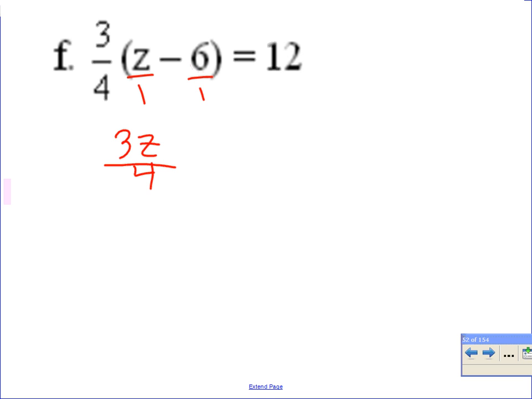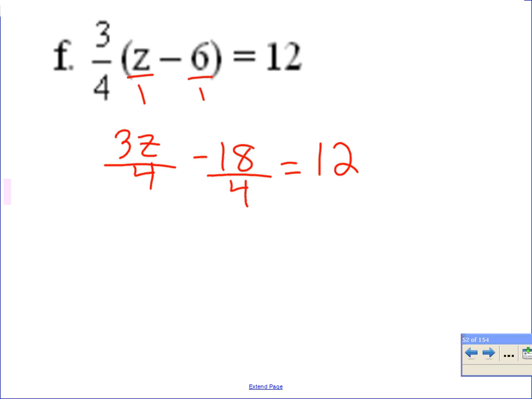Emma M, what's 3 times -6? Good. -18. Annalise, what's 4 times 1? Good. Equals 12. So the distributing part, not too bad. Put a 1 on the bottom, multiply across the top, across the bottom. Give me a head nod. Are you with me? Okay.